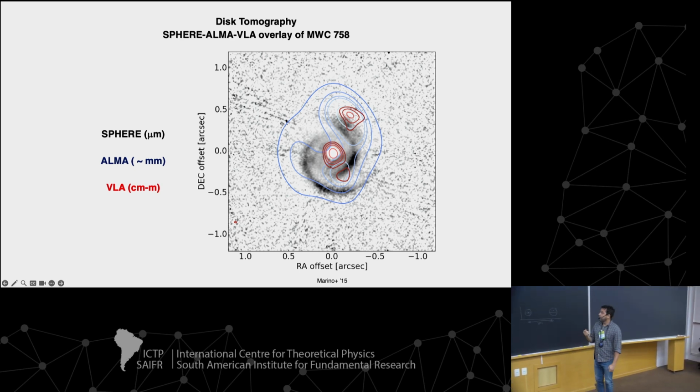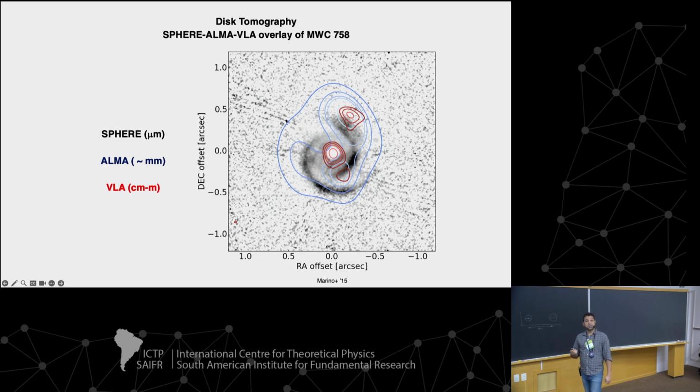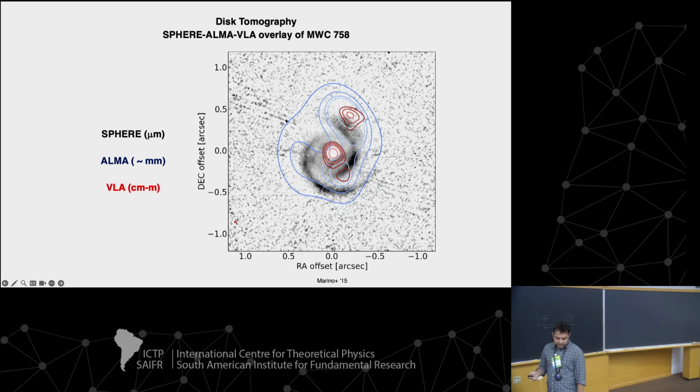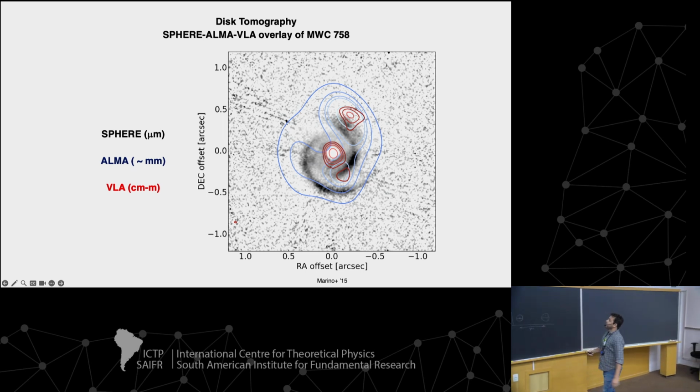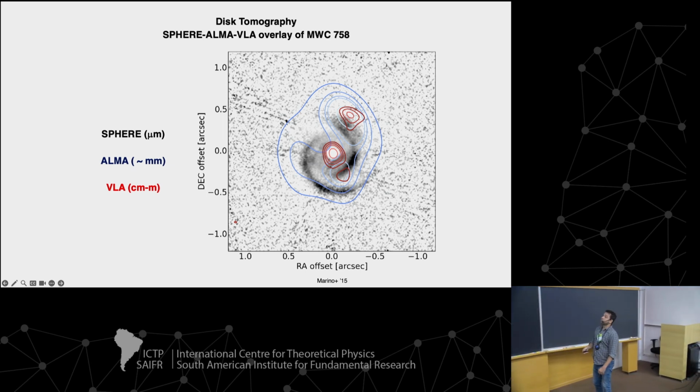So we can see that if we perform multi-wavelength observations, because in different wavelengths you are observing different grains. In ALMA, which is millimeter wave observations, you're looking at the millimeter size grains. If you use VLA in radio, you are looking at centimeter and meter size objects in the disk. So this is an overlay. I like to call this disk tomography, right?